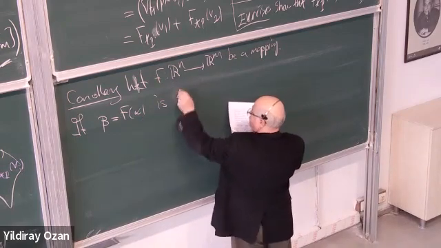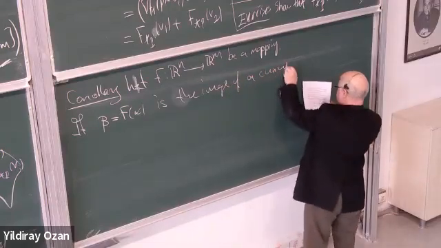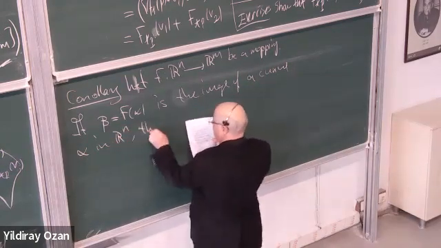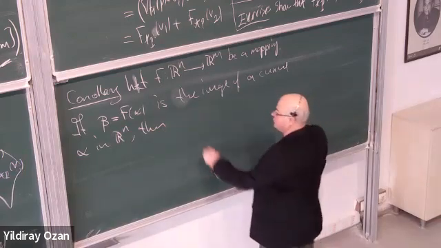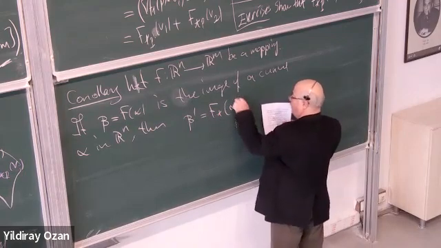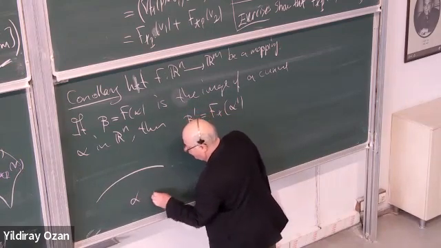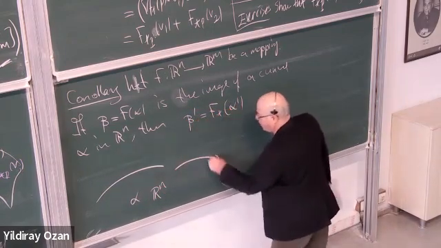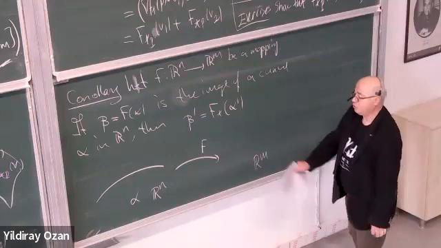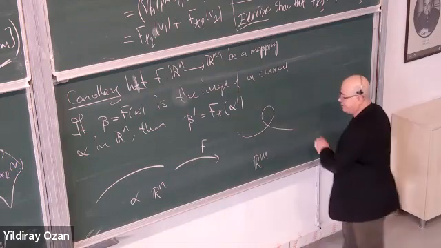If beta is the image of a curve alpha in R^n, then the derivative of beta is just f star of alpha prime. So what we do is this. Suppose we have a curve in R^n, and I have a mapping from R^n to R^m, and the image of this curve is, let's say, this beta.